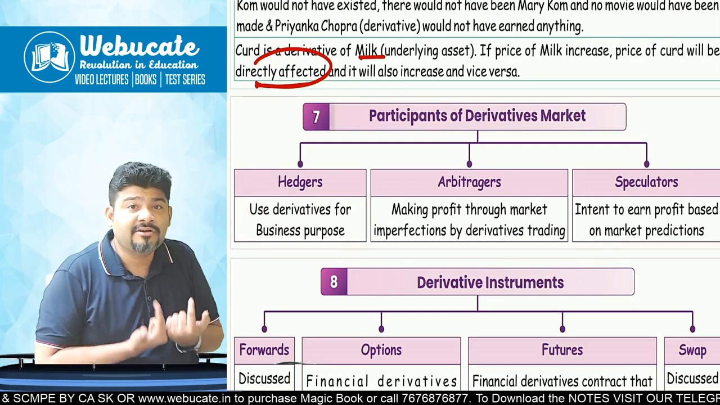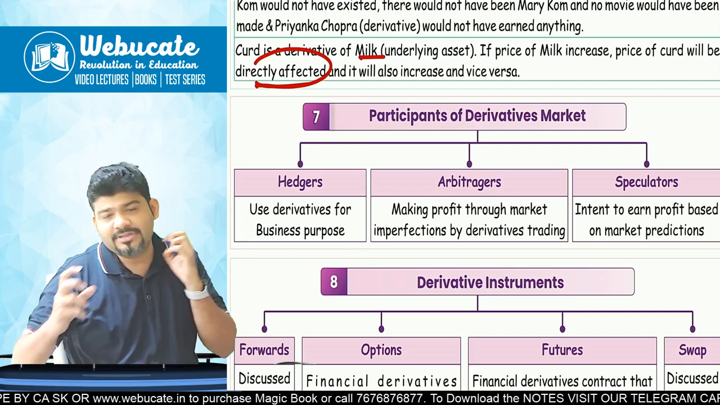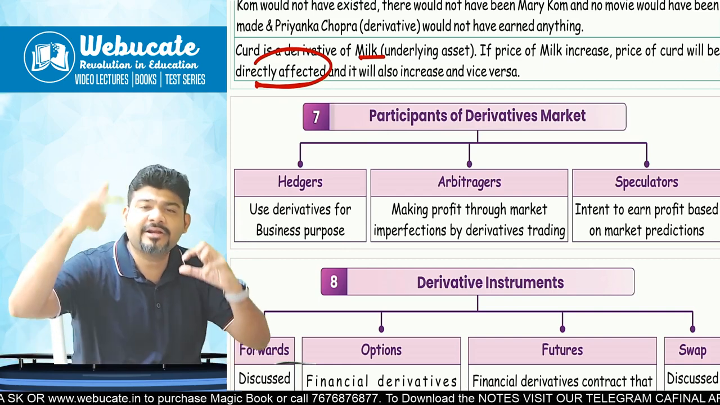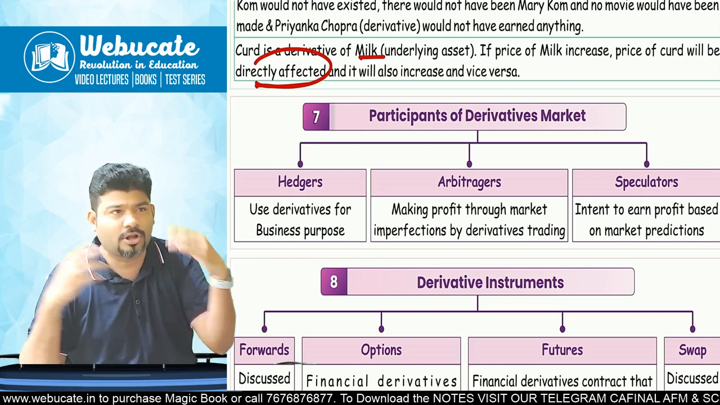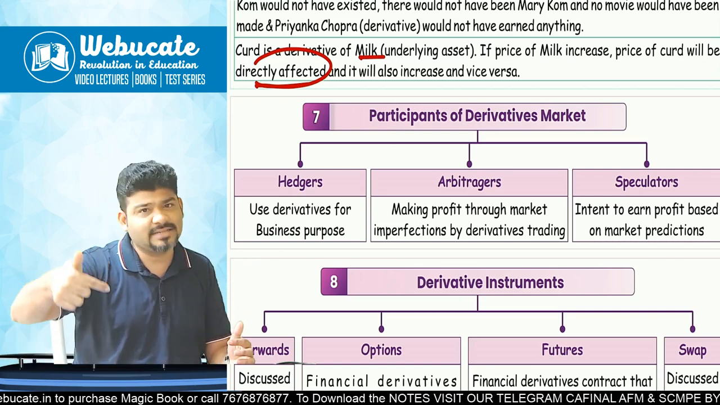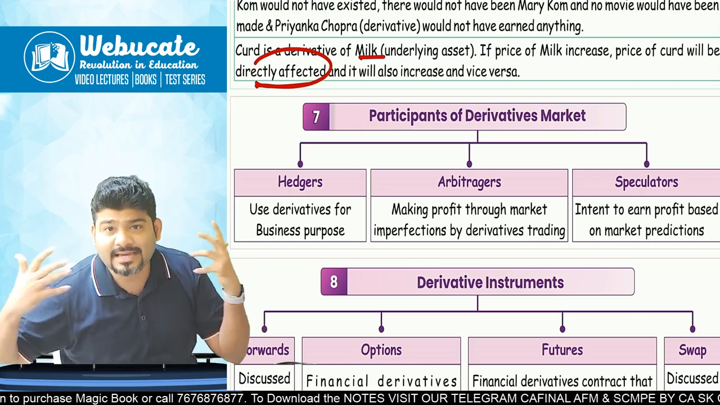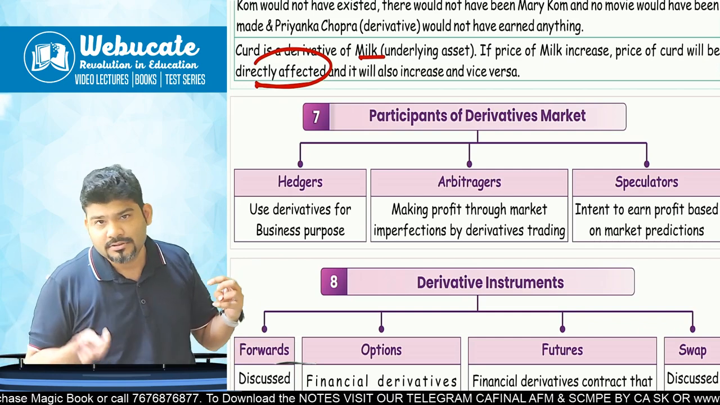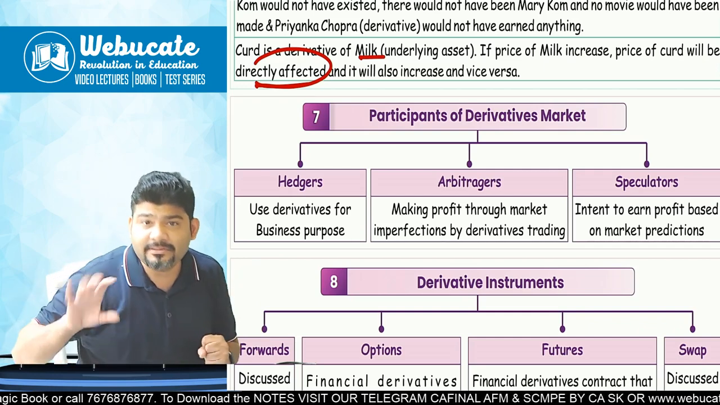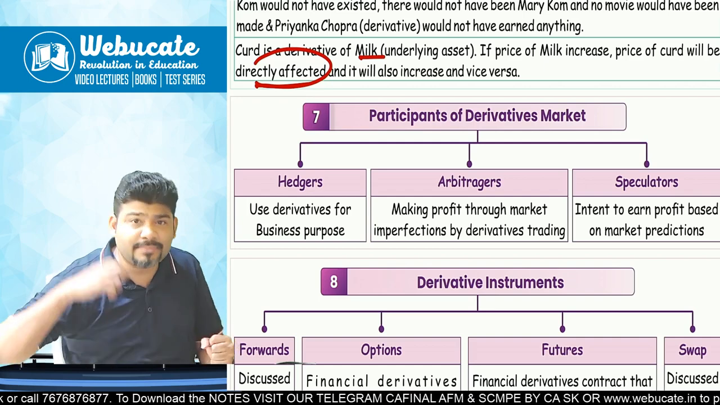I am using it for my business purpose, because there is a business deal and I want to save myself from that dollar currency fluctuation. This is just an example of currency. It could be anything else. So if I am using the derivative market for protecting myself from a loss in my business, it is called hedging, right?